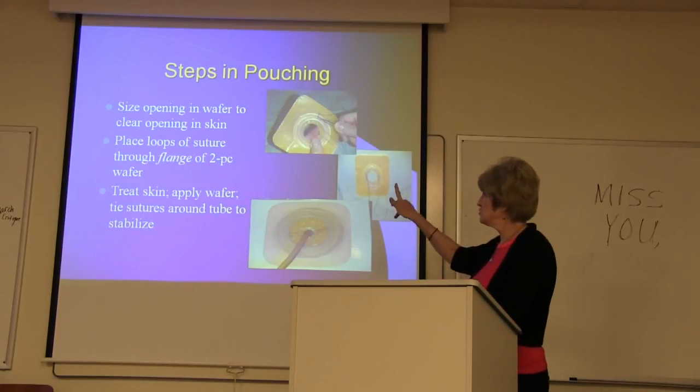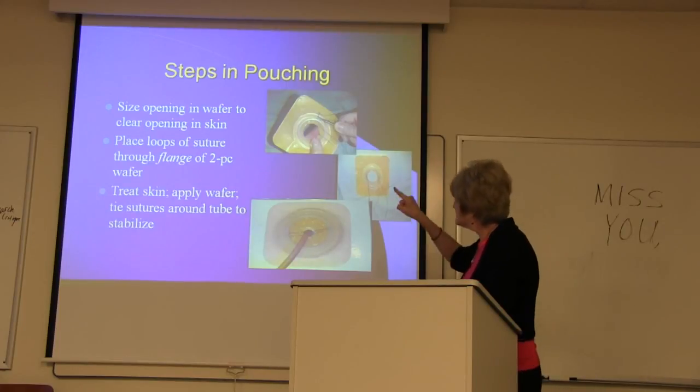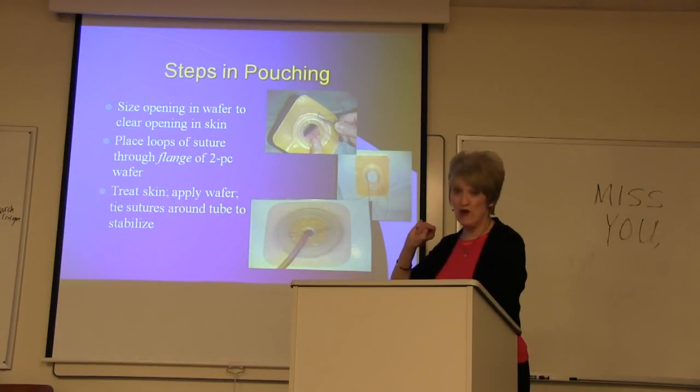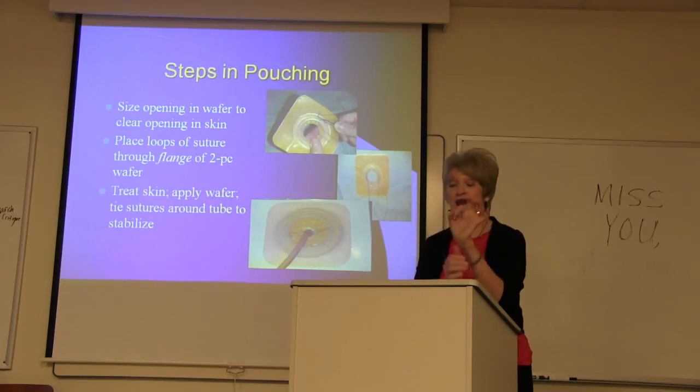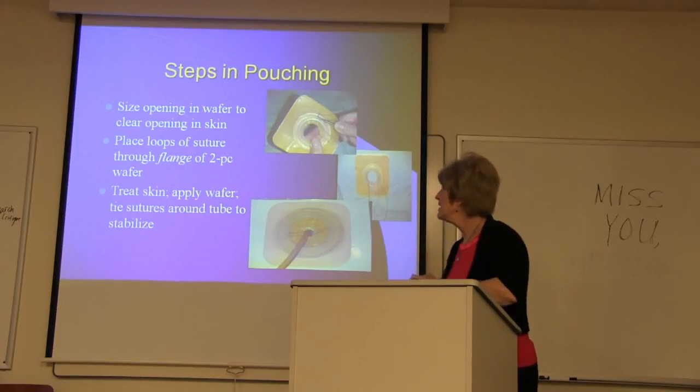So the first thing you want to do is get a 2-piece fecal pouching system. You want to size the opening in the wafer to be larger than the opening in the skin. So if the opening around the G-tube is 3/4 of an inch, then the opening in the wafer has to be at least 7/8 inch to clear that.